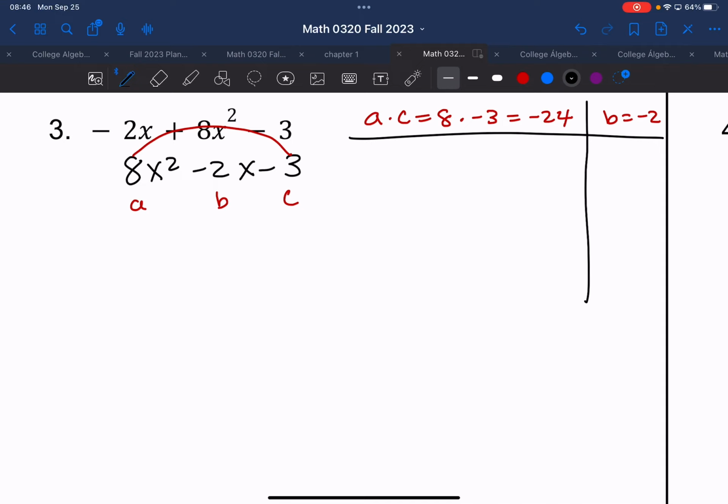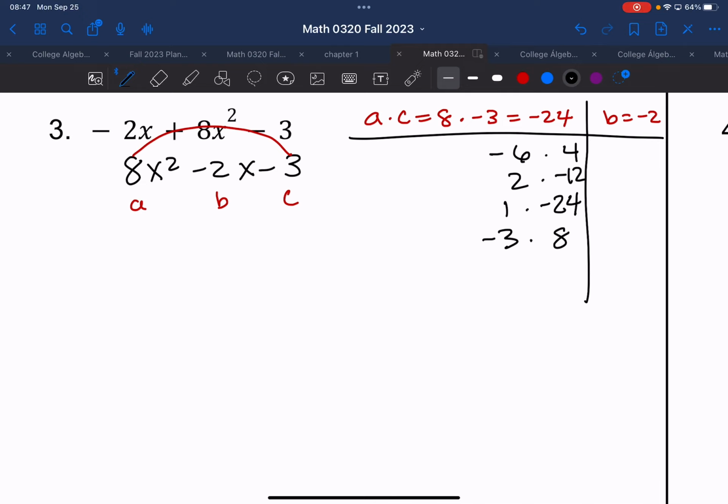Okay, so looking at our factors, what are some numbers that multiply to negative 24? Negative 6 and 4. Anything else? So we're ignoring our b value right now. We're just looking at factors of negative 24. 2 and negative 12. Good. 1 and negative 24. You could do negative 3 and 8. There's a whole bunch of them.